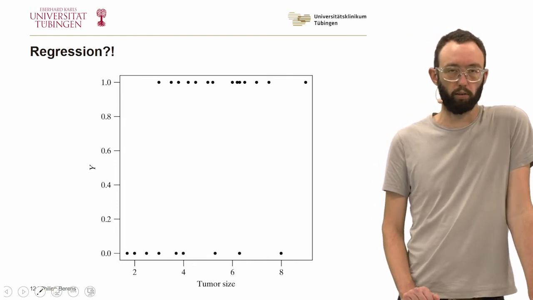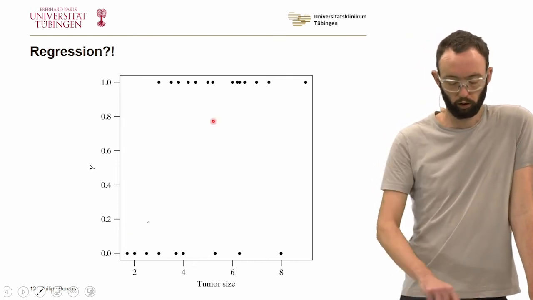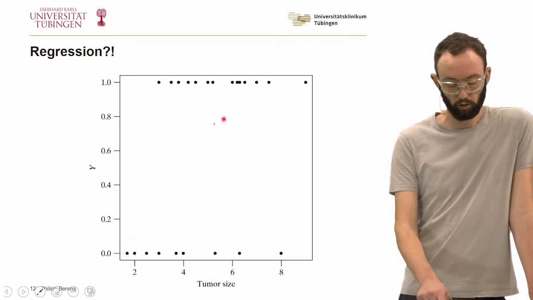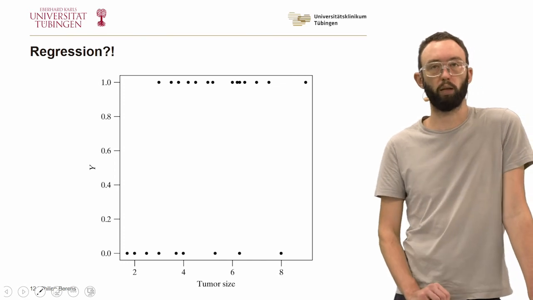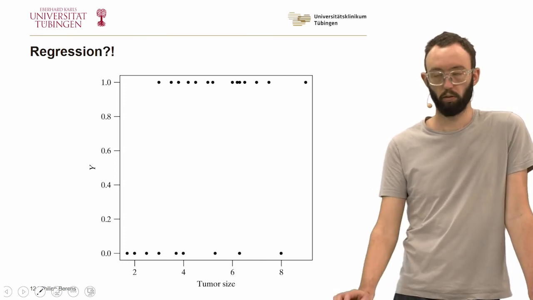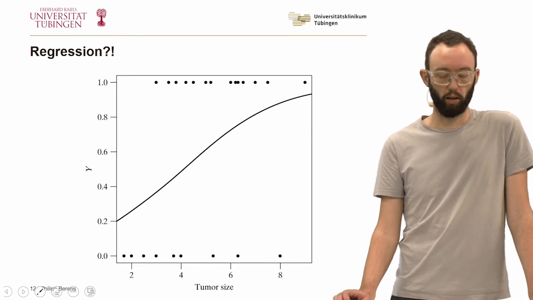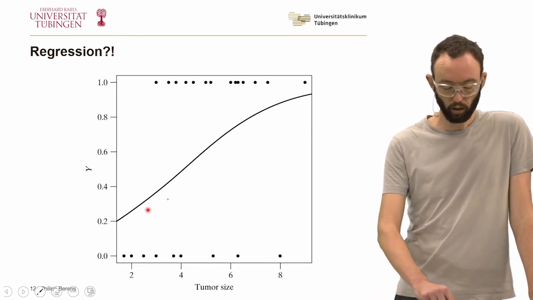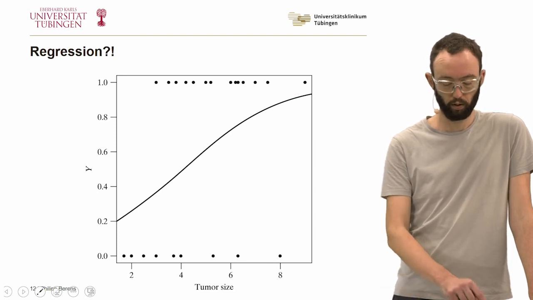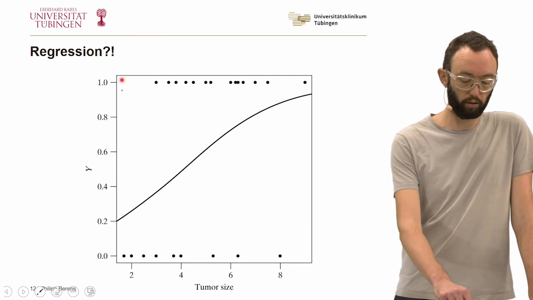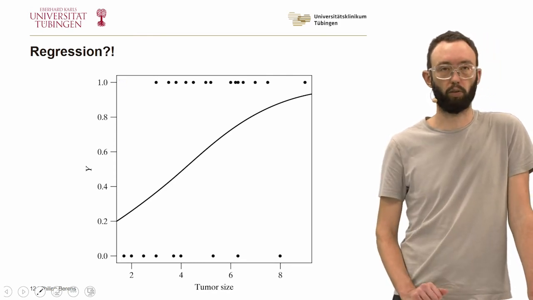Although we plot it like this, we cannot simply use regression. I mean, we could fit a line like this, but any of the values in between wouldn't mean anything. So what we do instead is we use logistic regression, and we fit a function that maps tumor size to the probability of having metastasized.